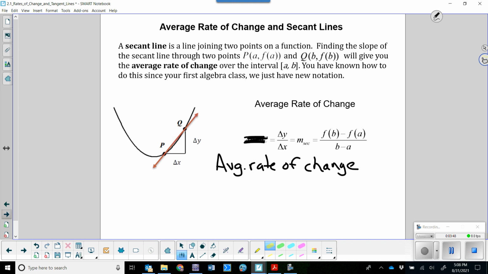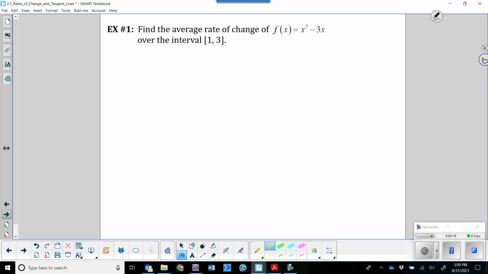Well, the average rate of change over an interval, you've known that since middle school. That's called slope. And these are the different ways we can write it. Change in y, or delta y over delta x. We say m, like for slope, which you've done forever, and the little sec is just saying the slope of the secant line. So that's the average rate of change. And of course, the normal way you find the slope, f of b minus f of a over b minus a, or the y minus the y over the x minus the x. Okay, so that's what we're talking about.